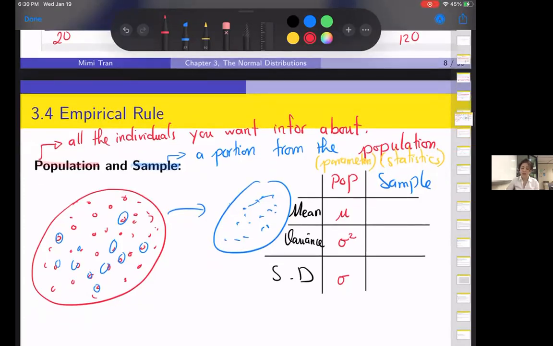For a sample, the mean is x bar. You all should know that. Variance is s squared. Remember the formula we used earlier in 2.7. And then standard deviation is the square root of variance, which is s. So those are simple. When I mention these symbols, you should know what they mean. For population, it's always Greek letters. It's mysterious because a lot of times we don't know what happened in the whole population, but we know the sample.